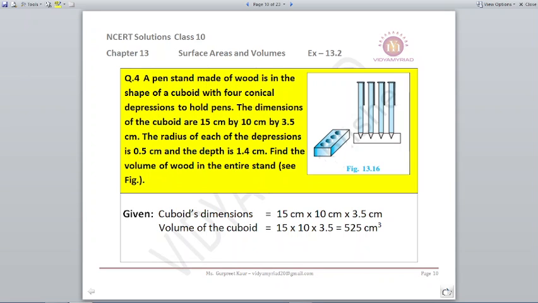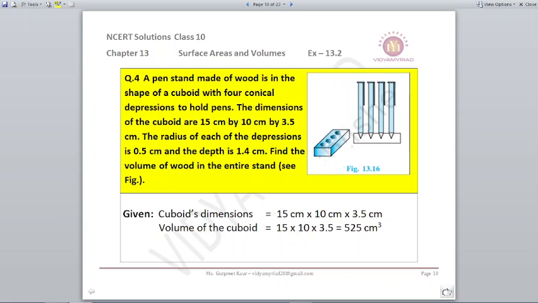Next, a pen stand made of wood is in the shape of a cuboid with 4 conical depressions to hold pens. The dimensions of the cuboid are 15 by 10 by 3.5 centimeters. The radius of each of the depressions is 0.5 centimeters and the depth is 1.5 centimeters. Find the volume of the wood in the entire stand.